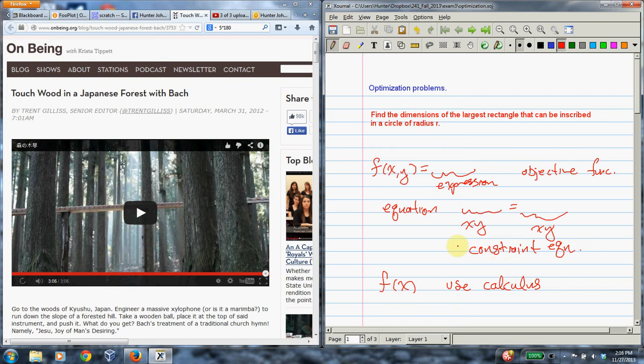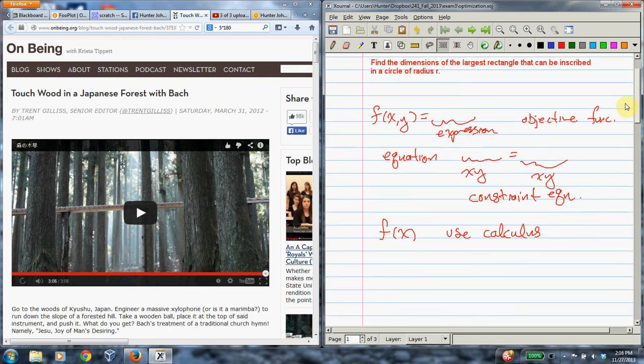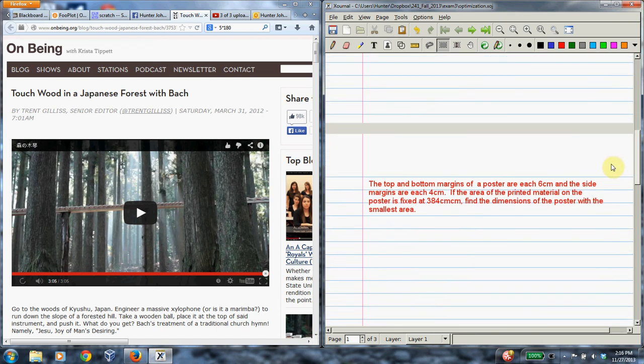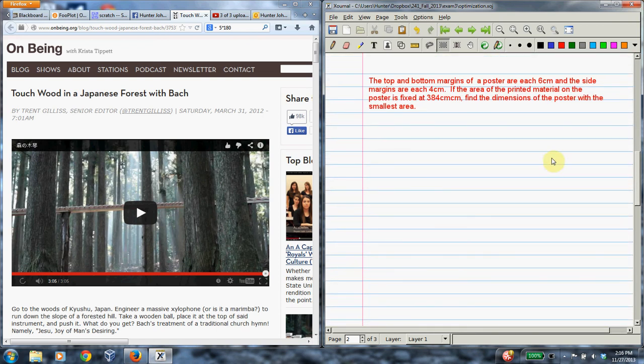Okay, so let's do it. This one on the first page here turns out to be one of the harder ones, so I don't want to do that one first. Let's go down to this one, the dorm room poster question. The top and bottom margins of a poster are 6 centimeters and the side margins are 4 centimeters. The area of the printed material on the poster is a certain number of centimeters squared. Find the dimensions of the poster with the smallest area.